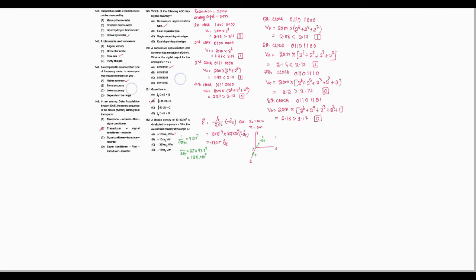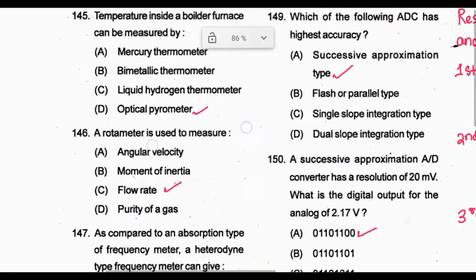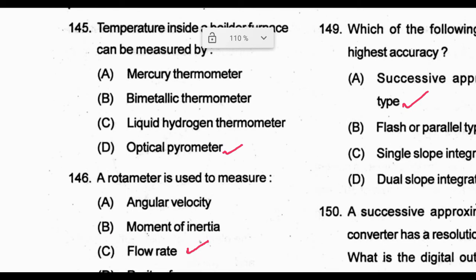Next question, number 145. Temperature inside a boiler furnace can be measured by? Inside the boiler furnace, we generally use an optical pyrometer, and in the case of optical pyrometers we use pyroelectric materials. What are pyroelectric materials? If we change the temperature of that material, the resistance of that material changes. That is called pyrometric materials.